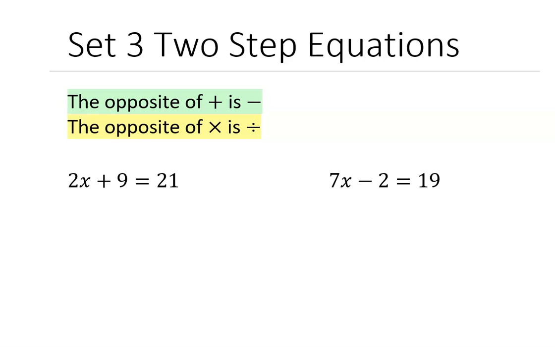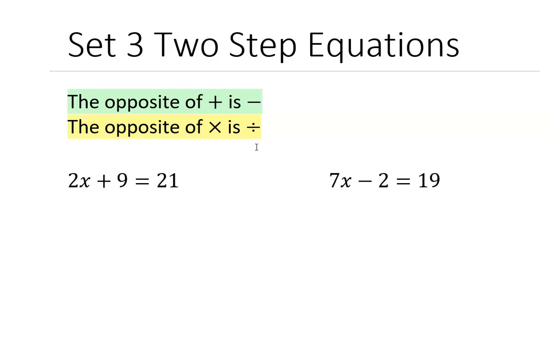Hey guys, okay, two-step equations we're doing today. Same thing as our one-step equations, there's obviously just one more step involved to solve them. So we're going to start off by talking about the opposites of each of our operations. The opposite of plus is minusing, and the opposite of timesing is dividing, okay? Don't forget that, it's very important.